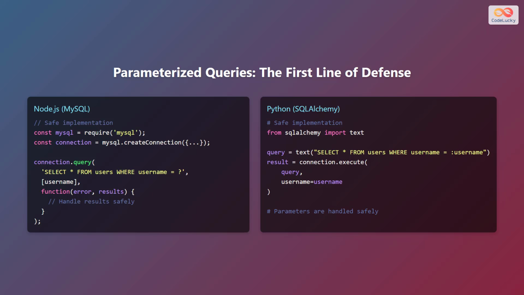Parameterized queries are your first line of defense against SQL injection. They ensure that user inputs are treated as data, not as executable code. Here's how to use them in Node.js with MySQL, and in Python with SQLAlchemy. In Node.js, the question mark acts as a placeholder for the username, which is then passed as a parameter. In Python, :username is used as a named parameter. The database driver then safely handles these parameters, preventing any malicious SQL code from being injected.